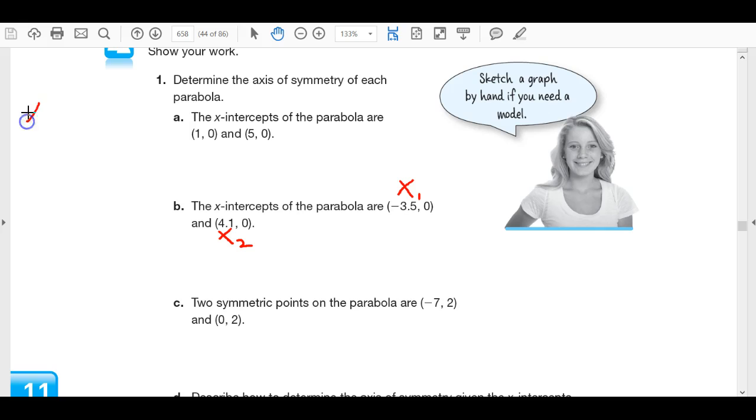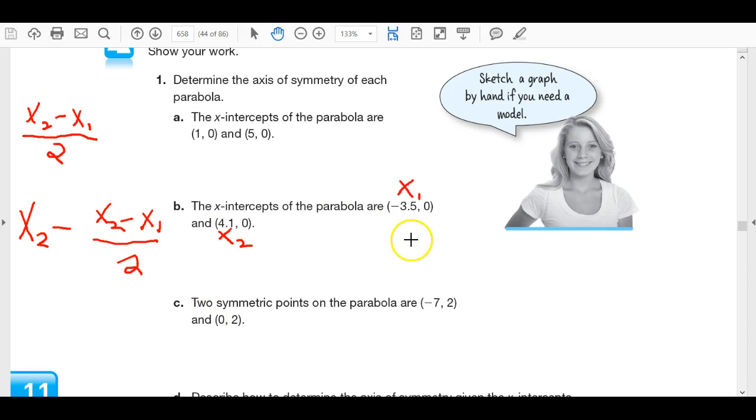So we're going to take x2 and we're going to subtract x1. That's going to give us the total distance between the two. And then we're going to divide that in half, and that's going to tell me what half the distance is. And then I'm going to take this value and subtract it from x2. So this will be my little formula. Watch this. x2 minus (x2 minus x1) over 2.